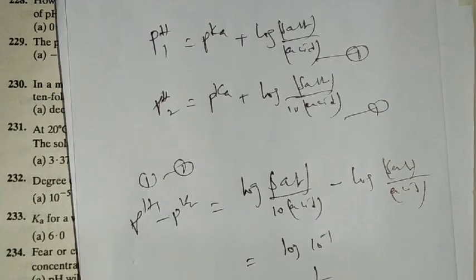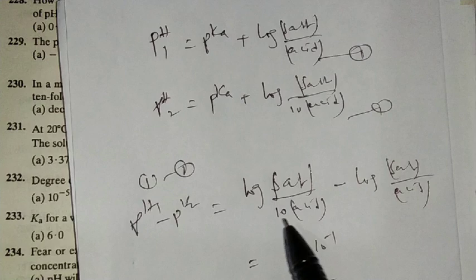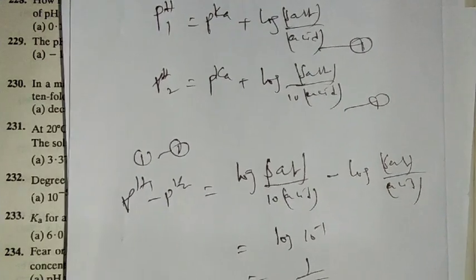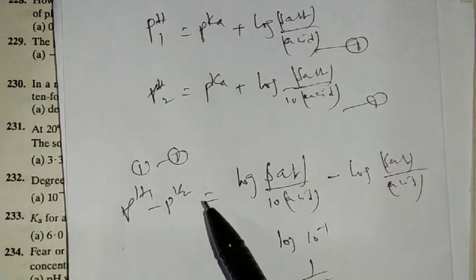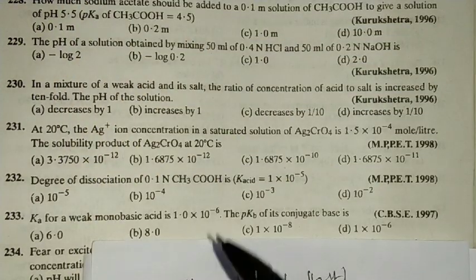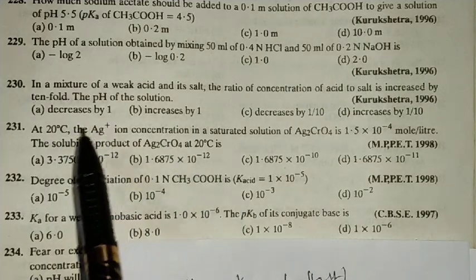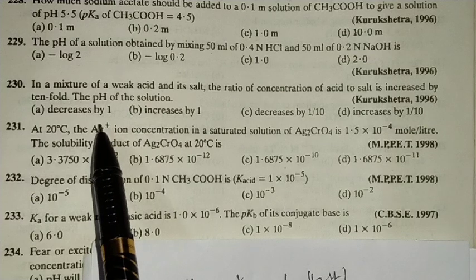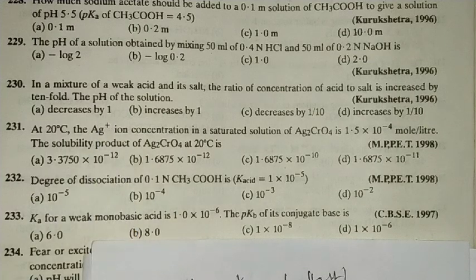That means you'll get 1. Is it okay? Because this is log m minus log n, log m by n. If you simplify, you'll get log 10 power minus 1. That means pH1 minus pH2 equal to 1. So what is the appropriate answer here? pH value changed, so decreases by 1 unit. Is it okay? So that is why first option is correct.